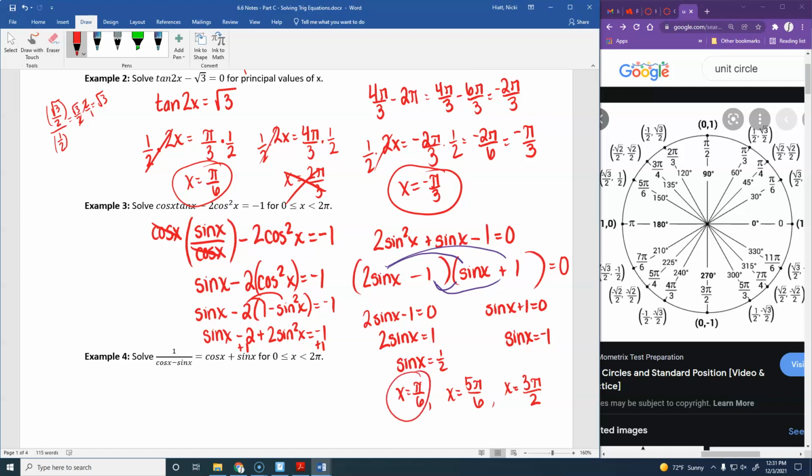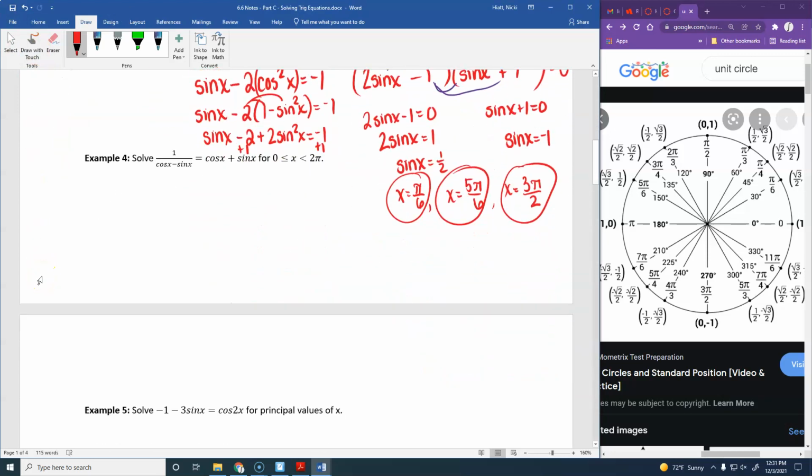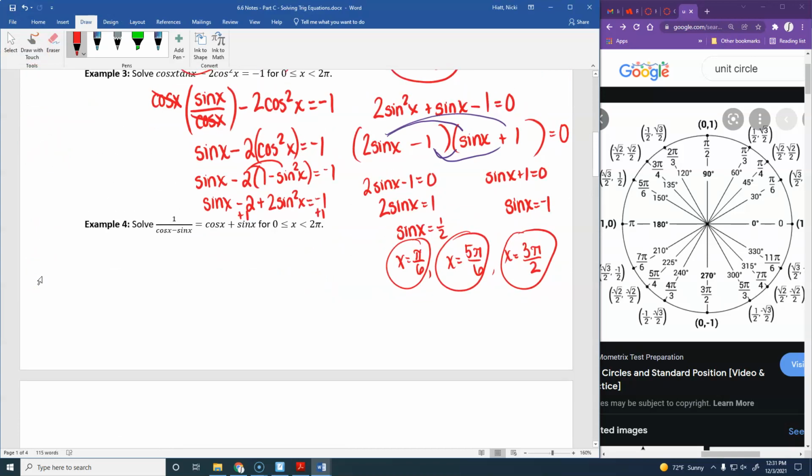Okay, so questions there on number 3. All right, let's look at 4. 4's got a fraction in it. And not only does 4 have a fraction in it, there's no tangents or cosecants or something where we could change it back. Everything's already sines and cosines.